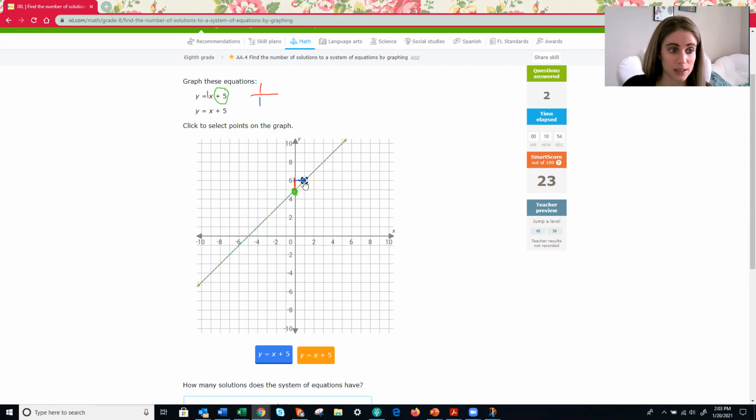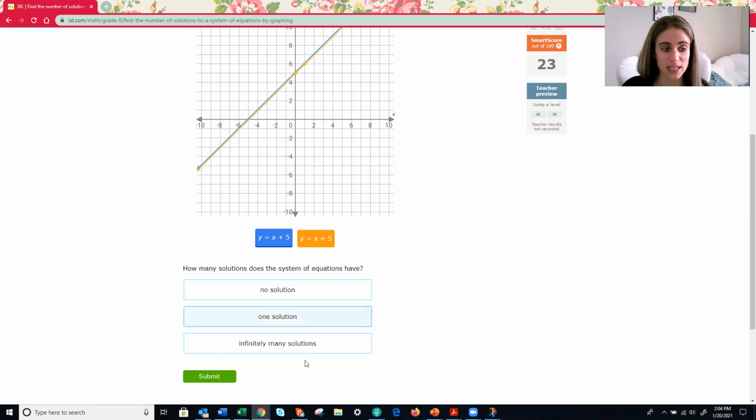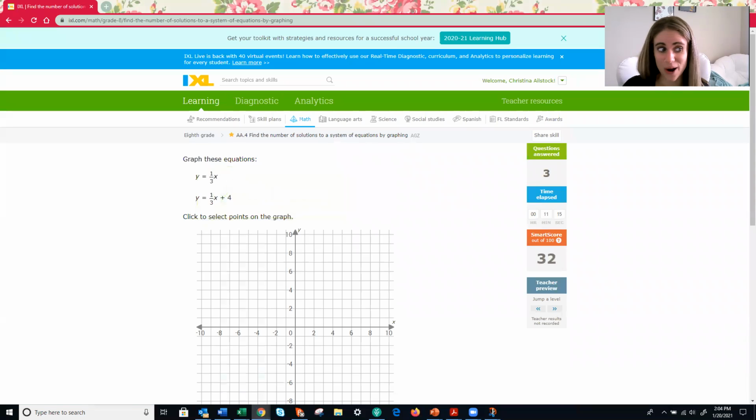Same thing. I'm going to click here and here, and you can see that it has both the yellow and the blue. IXL put a little bit of space so you could see they're both done, but they are the same line, which means it will be infinitely many solutions because every single point is shared. Every single point is a solution. All right, there we go. Now we had an example of each, which is awesome.